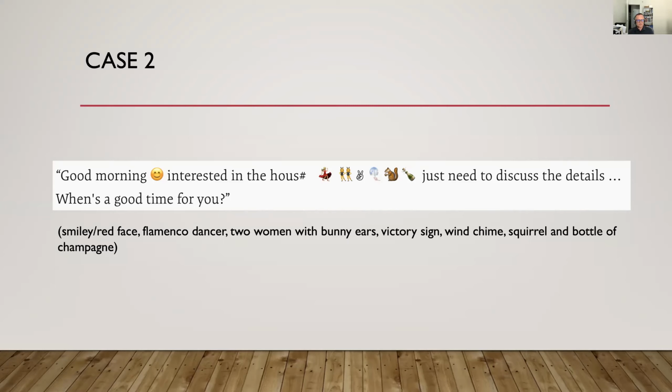Interested in the house. And then we have a flamenco dancer, 2 women with bunny ears, a victory sign, a wind chime, a squirrel, and a bottle of champagne. Just need to discuss the details. When's a good time for you? All right, so let's say you're a real estate agent and this is a message you get from a client. How are you going to interpret that message?